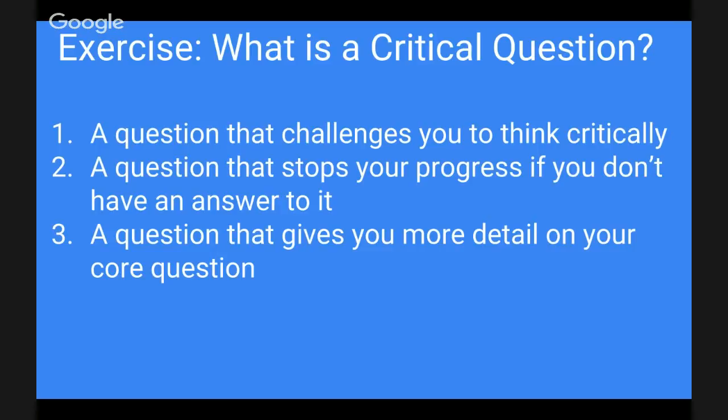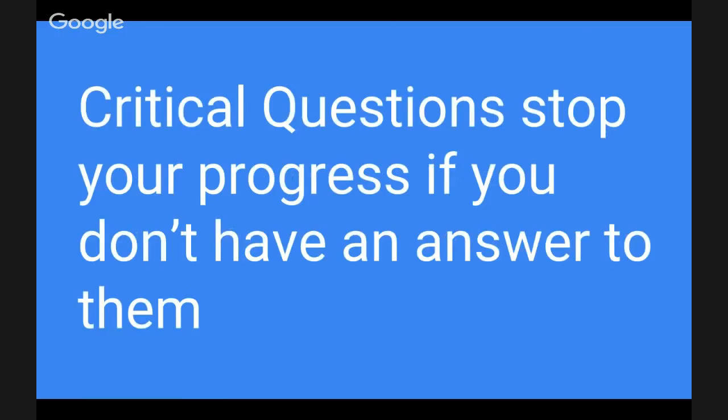All right, so that's been 30 seconds to a minute. We're going to go ahead and unveil the answer. Critical questions, here's the definition: critical questions stop your progress if you don't have an answer to them. I saw that it was kind of 50-50 among the people who voted. Half voted a question that stops your progress if you don't have an answer to it, and half voted a question that gives you more detail on your core question.